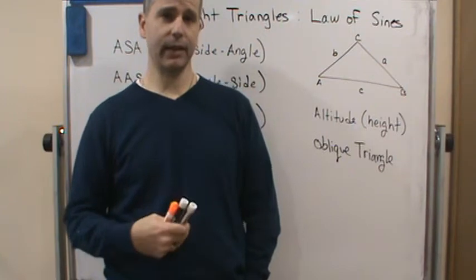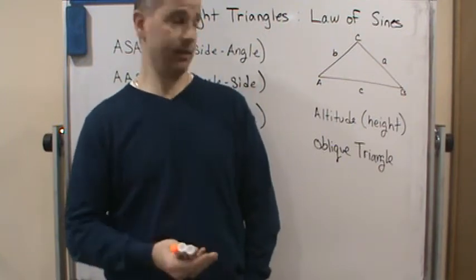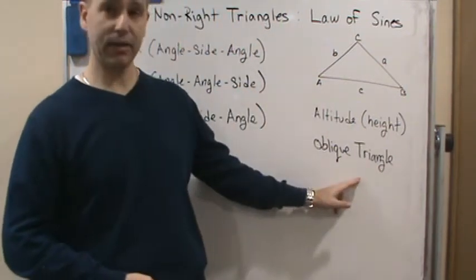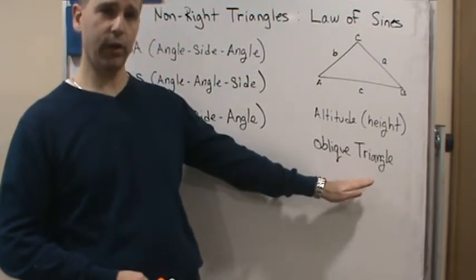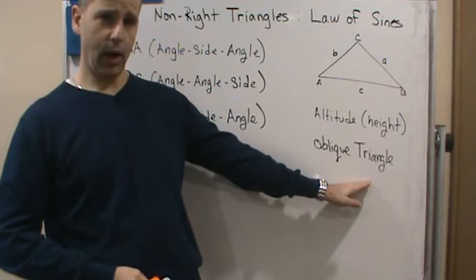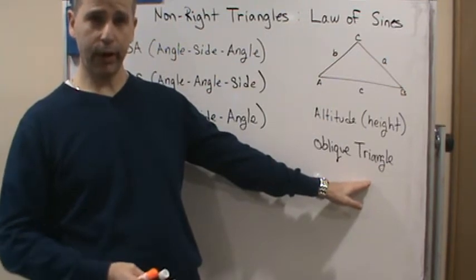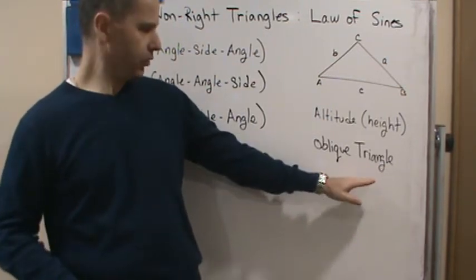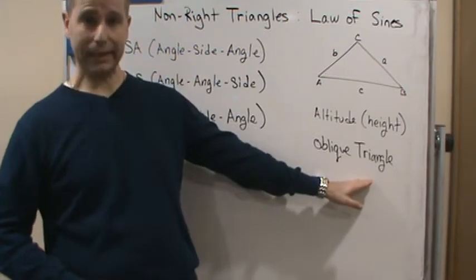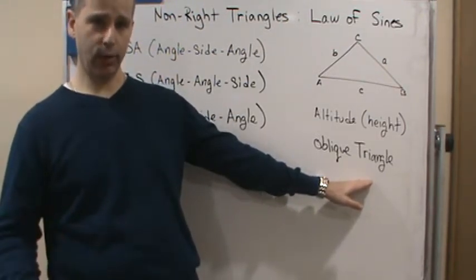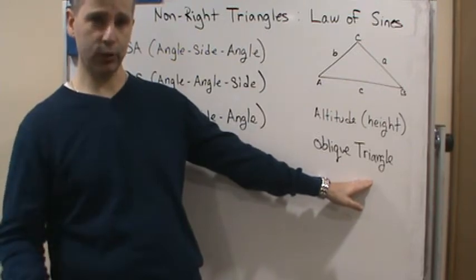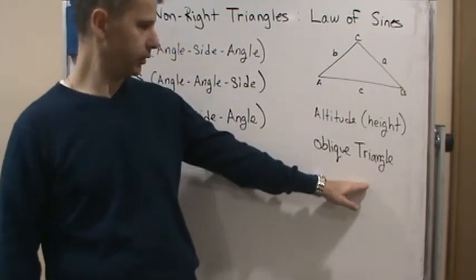What if we have an oblique triangle, which is a triangle that is not a right triangle? Any triangle that is not a right triangle we call an oblique triangle. Those could be acute triangles or obtuse triangles. So how do we solve oblique triangles?